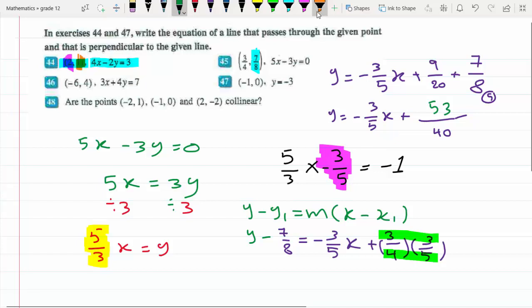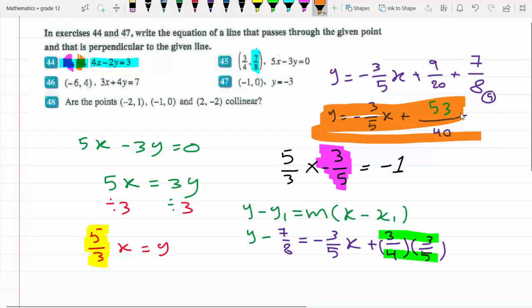This is the equation of the line that we want to find. This line is perpendicular to this line, and it's passing through this point.